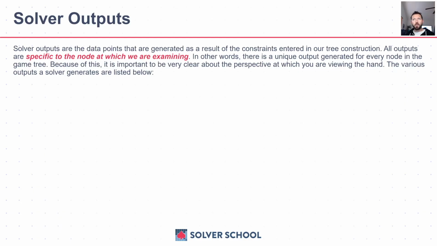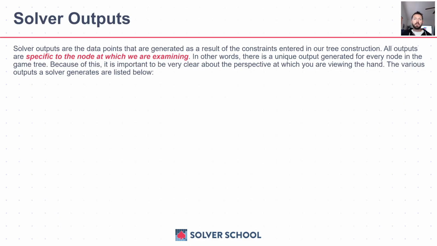Now, solver outputs are the data points that are generated as a result of those various inputs or those constraints that are entered within our tree construction. All of the outputs that are generated are very specific to the node at which we are examining. I highlight that because it's very, very important. In other words, there's a unique output that's generated for every single node in the game tree. And because of this, it's important to be very clear about the perspective at which you are viewing the hand.